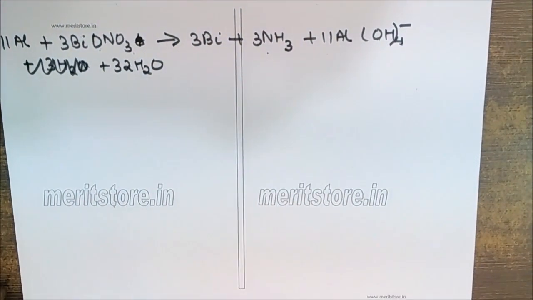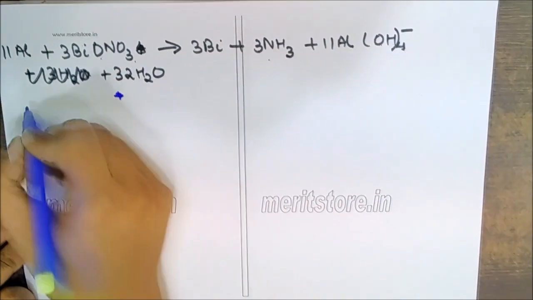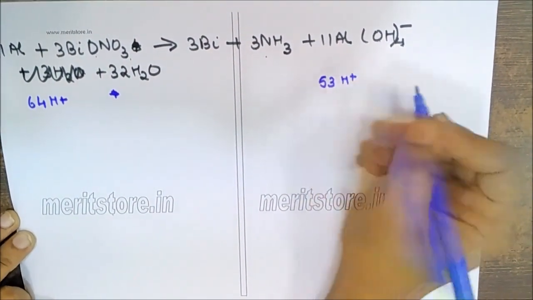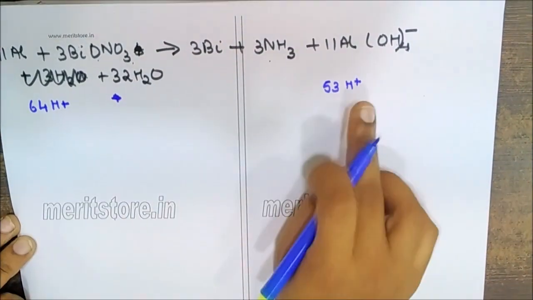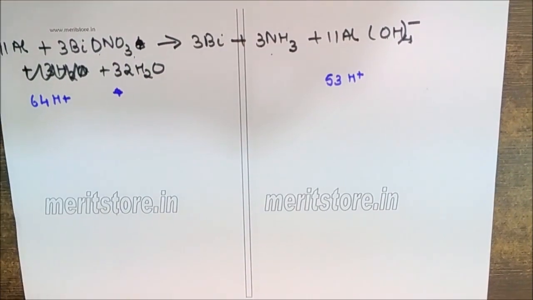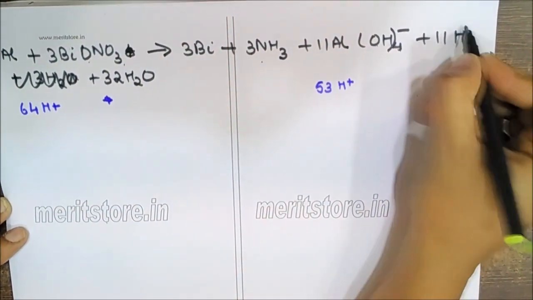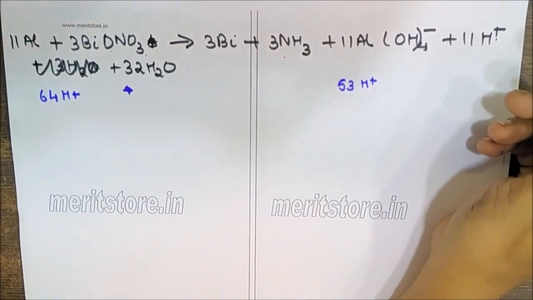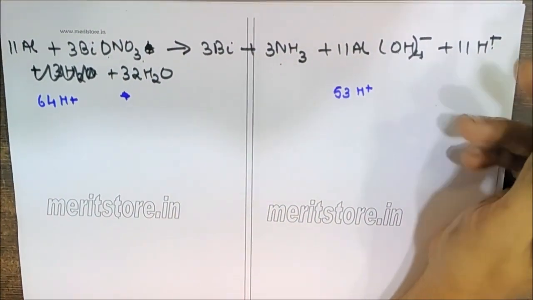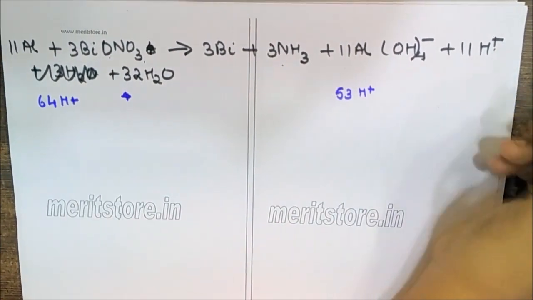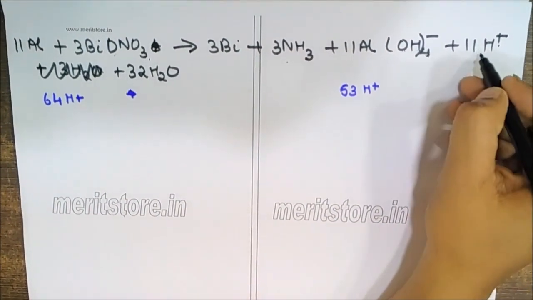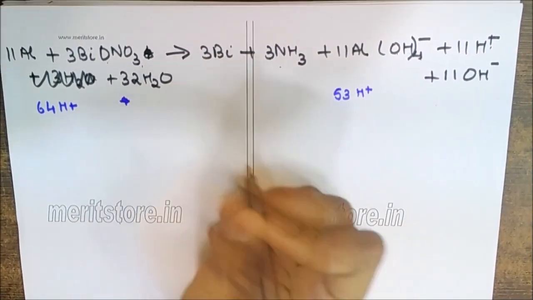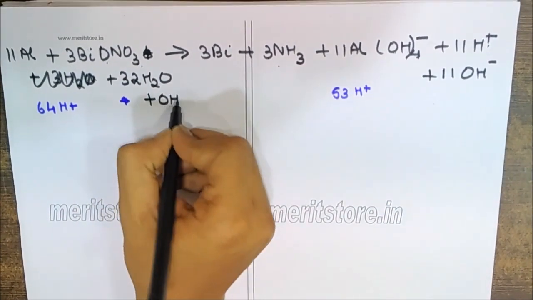So see once again. Here it is 64 H plus. And here it is 53 H plus. So this side is having more H plus and this side is having 11 H plus less. So I'm going to add on this side 11 H plus. Now it was specified in the question that the reaction is occurring in basic medium. So if the reaction is occurring in basic medium, however many H plus you add, the same number of OH minus ions we will also have to add. So how many H plus have we added? 11. So on both sides, we will have to add 11 OH minus ions. So here also and here also.